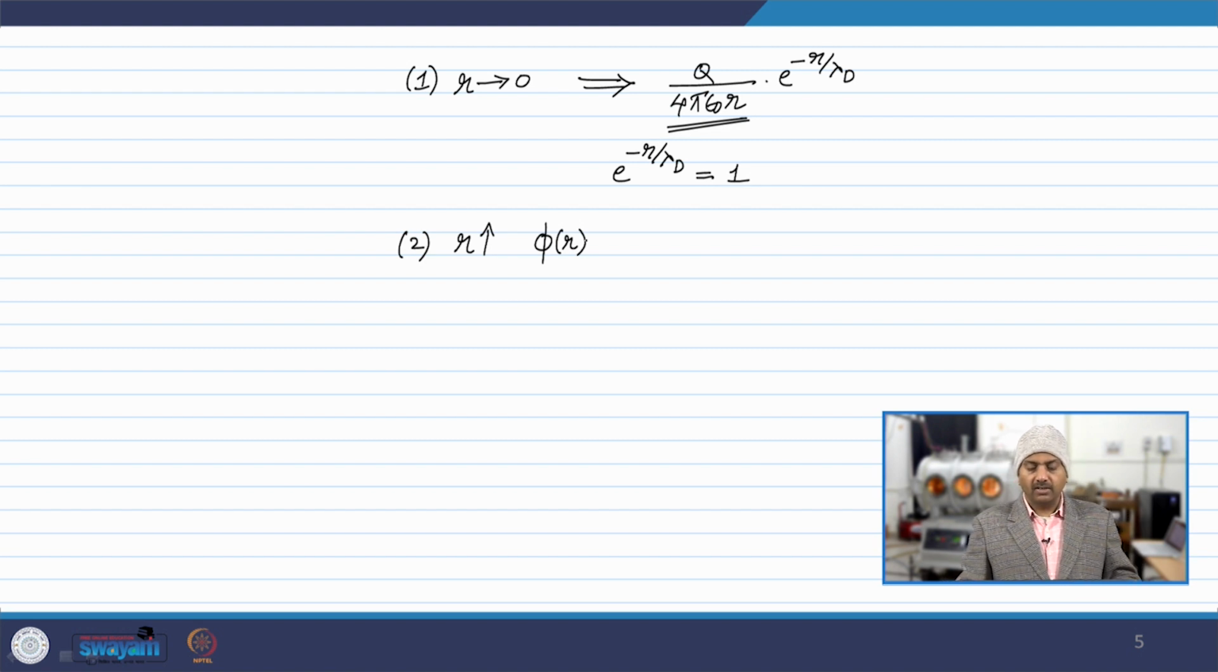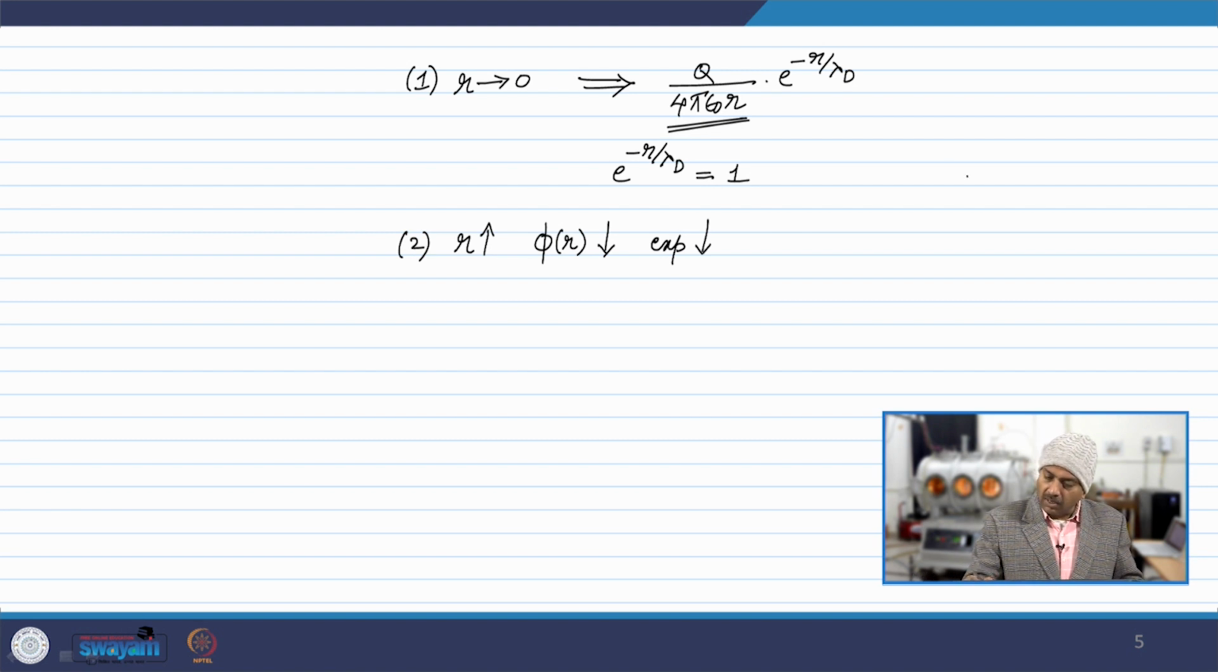Well, when r increases, phi of r will decrease and the exponential part e to the power of minus r by lambda d also decreases, isn't it? Q by 4 pi epsilon naught r, when r is increasing, the denominator is increasing, the potential, the left hand side will decrease, right?